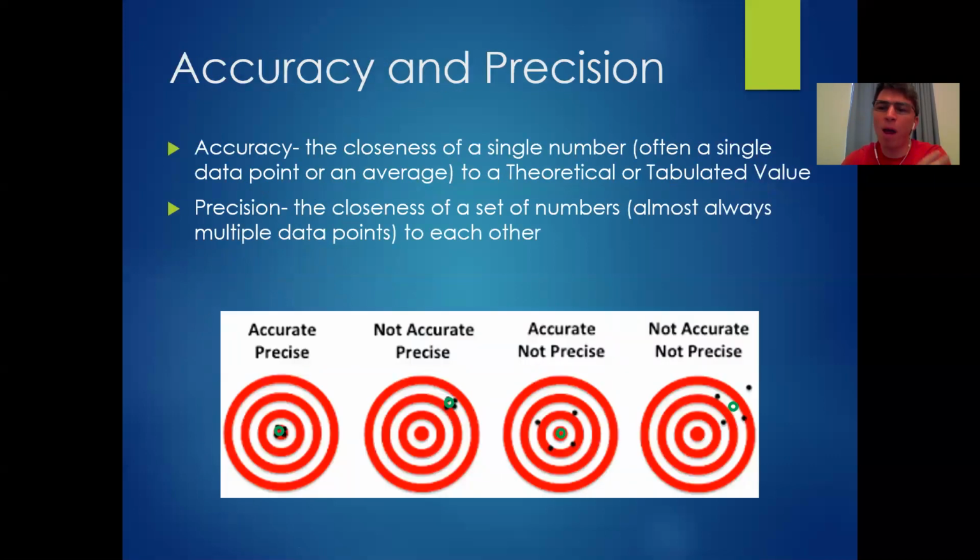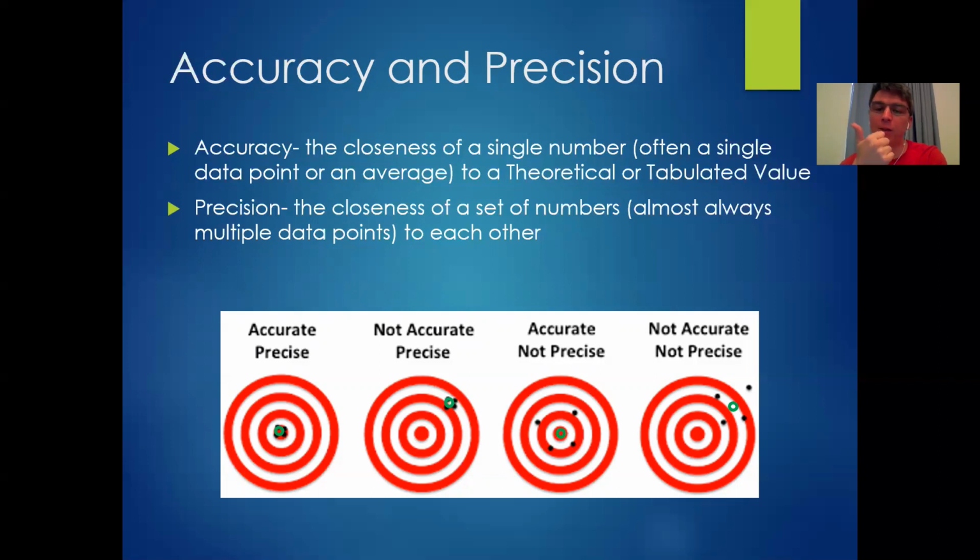So I brought this up way back at the beginning, talking about measuring glassware and that the accuracy and precision of these might be different. So the accuracy is the closeness of a single number to a theoretical or tabulated value. Normally that number is the average of a bunch of data points, or it's a single data point. Precision is the closeness of a set of measured values to each other. So if we look at the targets down here, the green circle is the average, the black dots are the individual data points. Because the average of those data points is the green circle, and that's very close to the bullseye, it is accurate.